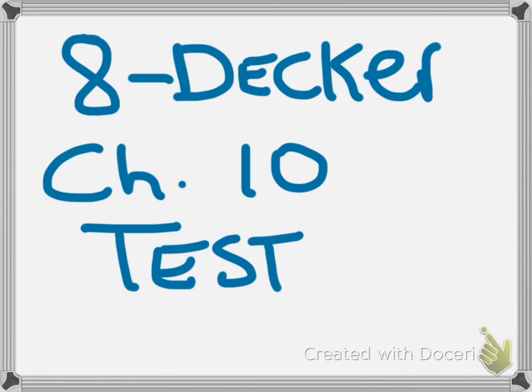Number 3, who was the first Chief Justice of the United States? A. Alexander Hamilton, B. George Washington, C. John Adams, D. John Jay.